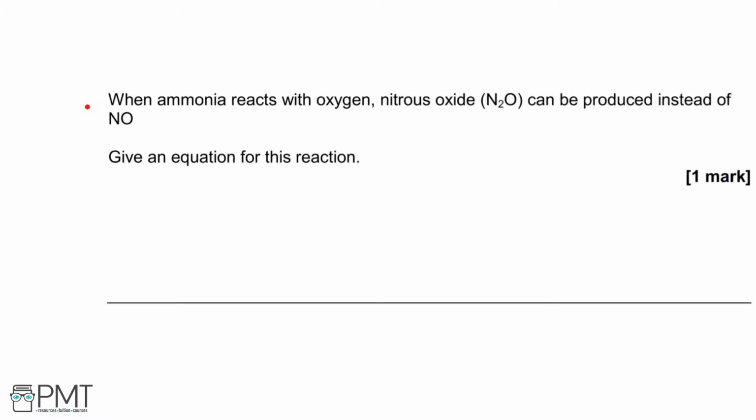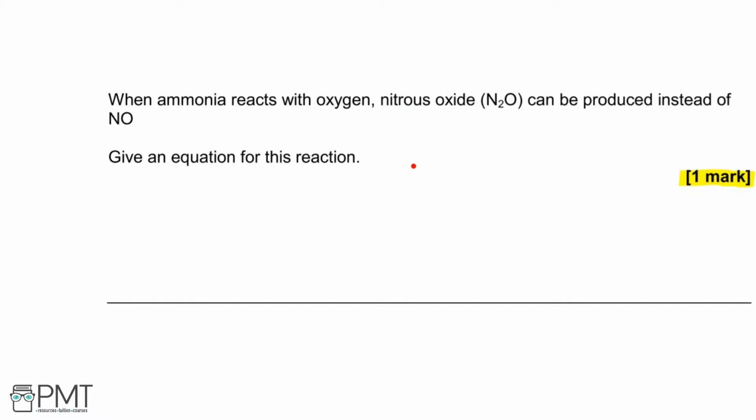When ammonia reacts with oxygen, nitrous oxide, N2O, can be produced instead of nitrogen monoxide, NO. Give an equation for this reaction. This is worth 1 mark, which means we're going to get that mark for just writing the balanced equation, and as it's only 1 mark, we're unlikely to need to worry about state symbols, as it hasn't specifically mentioned it. We don't have any information about the state nitrous oxide is going to be in, although we could deduce from the previous equation and background chemical knowledge that nitrous oxide will be produced as a gas, but with the 1 mark and no mention of state symbols, this is likely unnecessary.